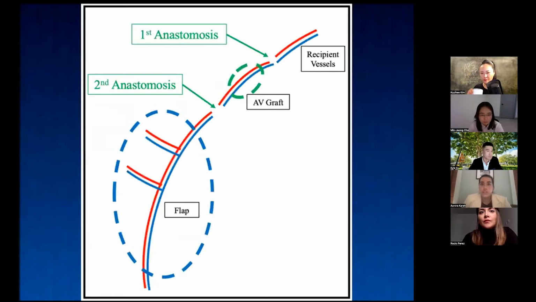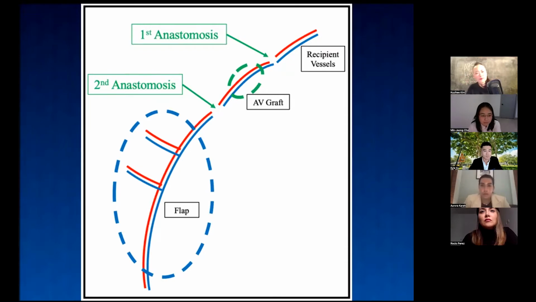There were 3 different techniques of AV bundle graft that were described across the literature. The most common that you can see here is the recipient lengthening technique, where the AV graft is taken and anastomosed to the recipient vessels prior to formally elevating the flap. And then the flap is subsequently anastomosed to the AV graft. This was used most commonly, in 73% of all the studies. And this technique leads to shorter free flap ischemia time.